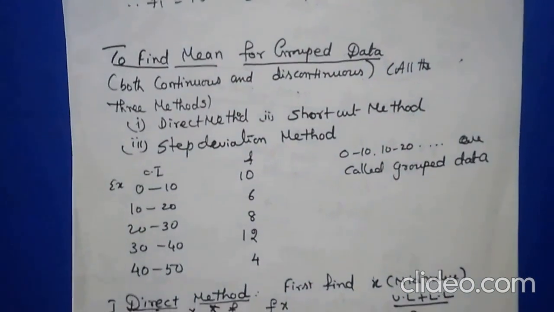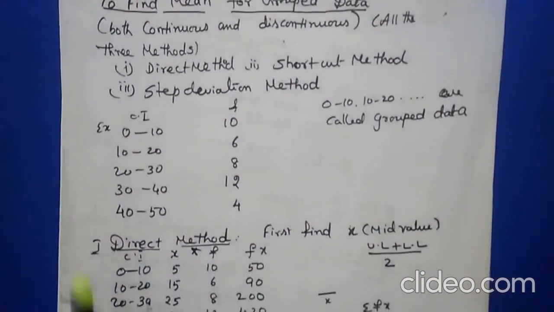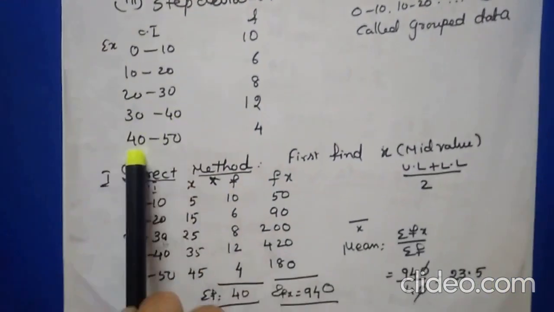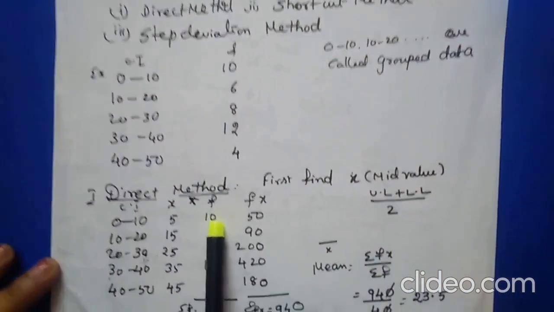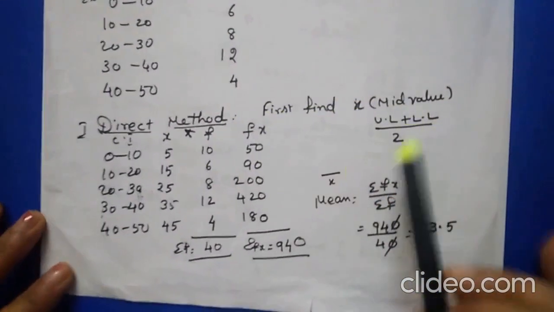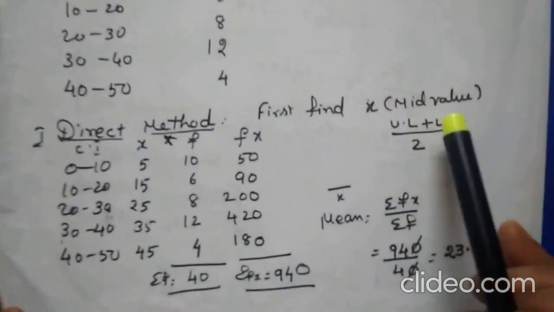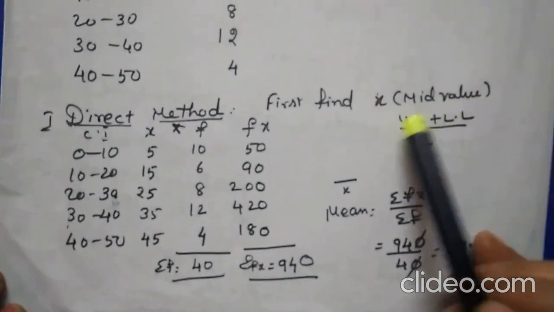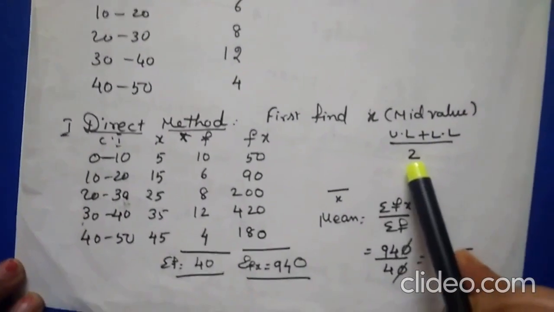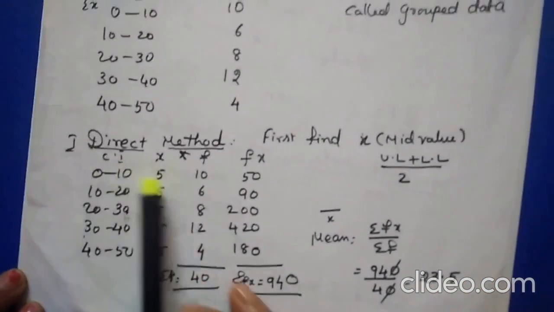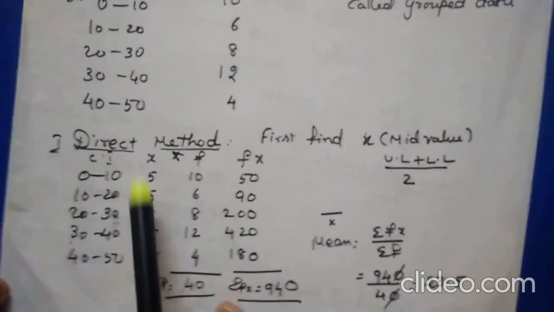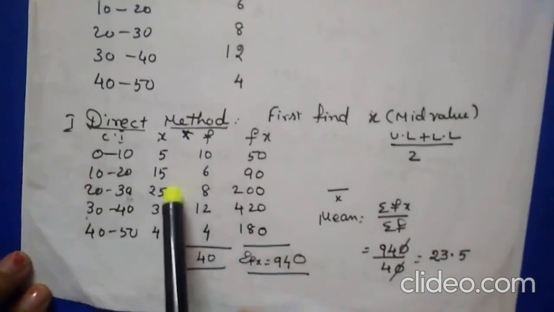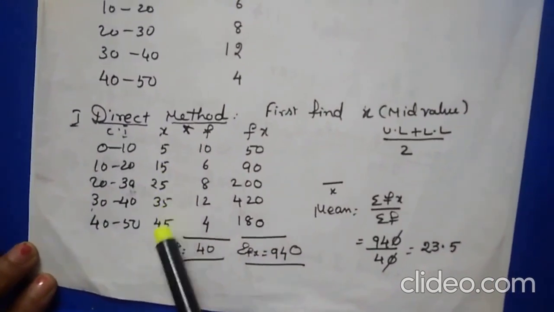Now, example: 0 to 10, 10 to 20, 20 to 30, 30 to 40, 40 to 50, frequencies are given. Direct method: first you have to find the mid value, mid value or class mark. Upper limit plus lower limit divided by 2. So 10 plus 0 by 2, 5. 20 plus 10 by 2, 15. So you are getting the column x: 5, 15, 25, 35, 45.